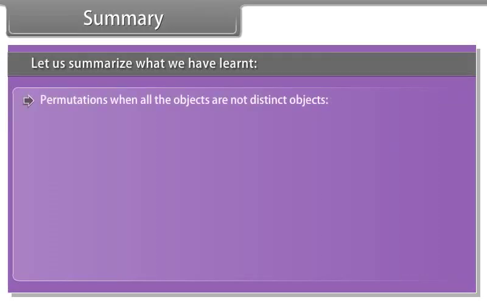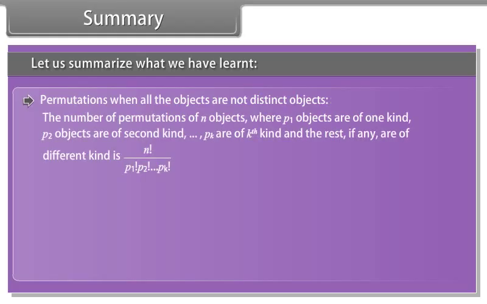Permutations when all the objects are not distinct objects. The number of permutations of n objects, where p1 objects are of one kind, p2 objects are of second kind, pk are of the kth kind, and the rest, if any, are of different kind, is n factorial divided by p1 factorial into p2 factorial up to pk factorial.